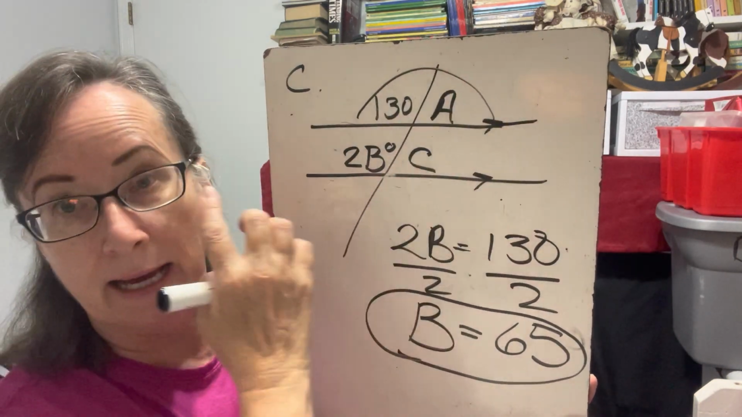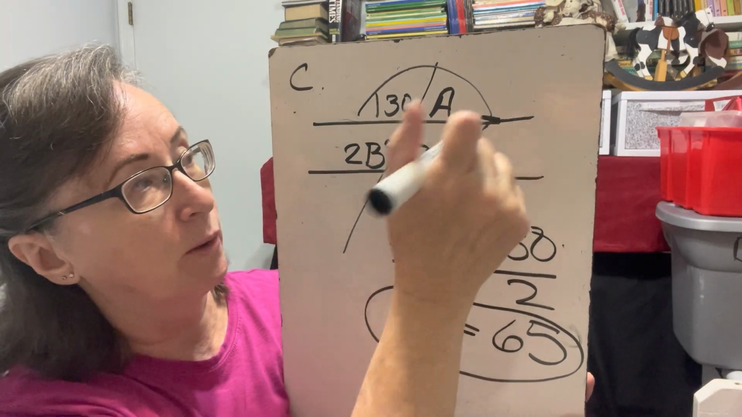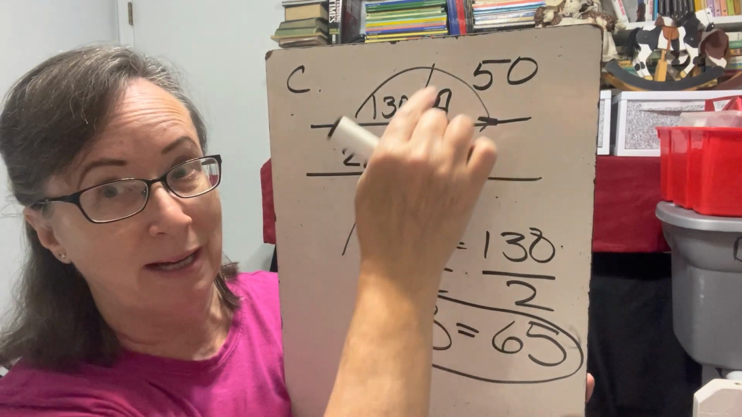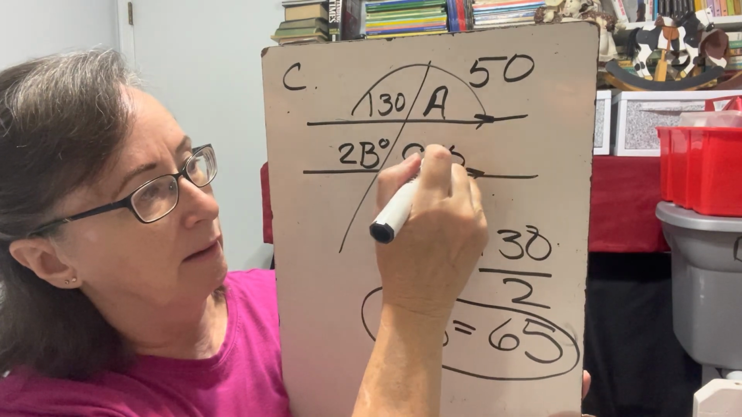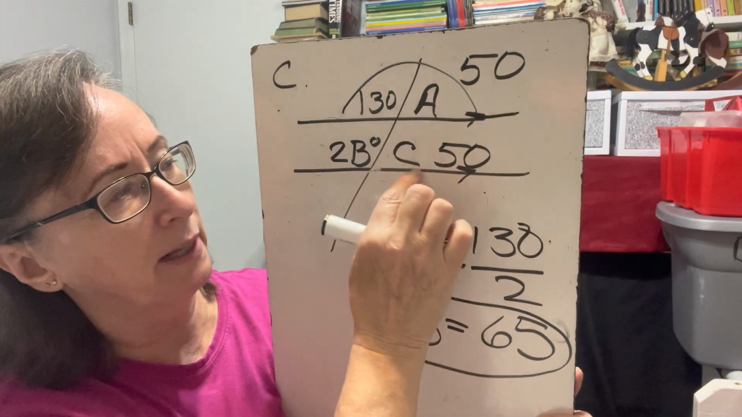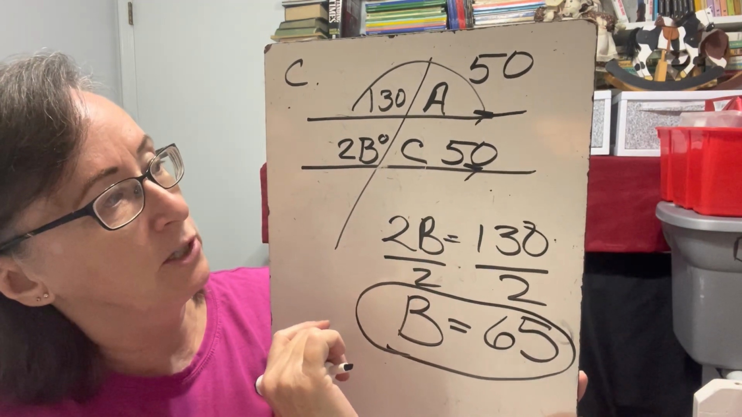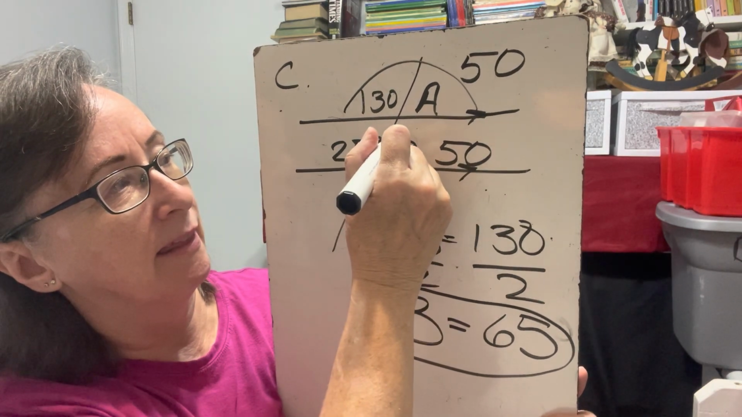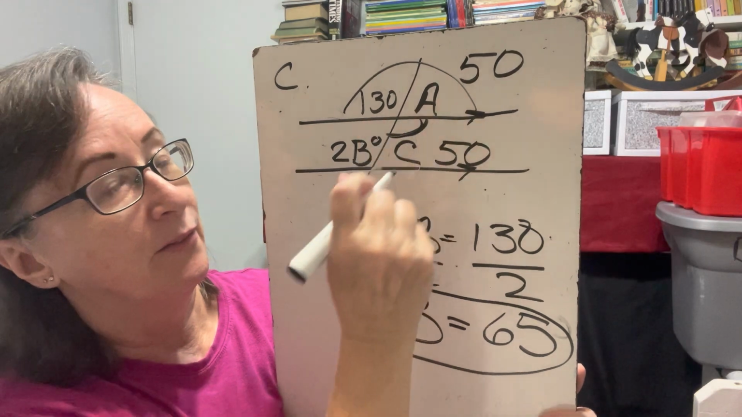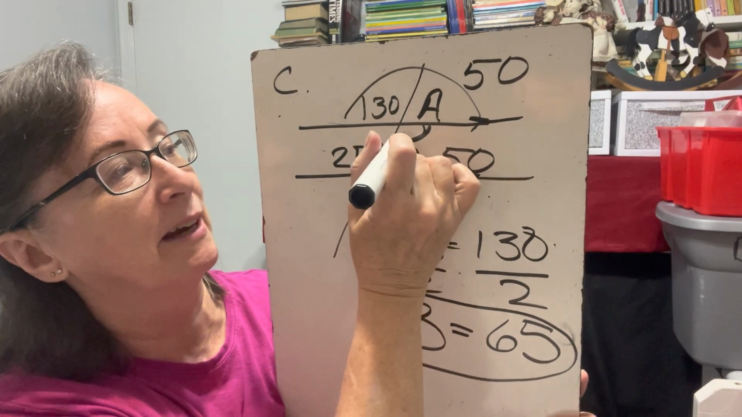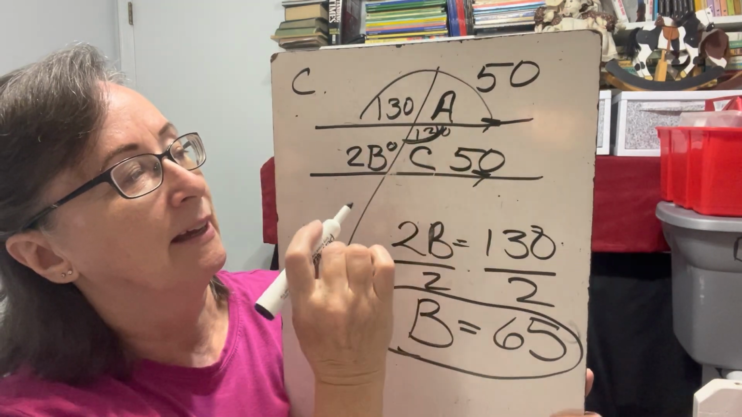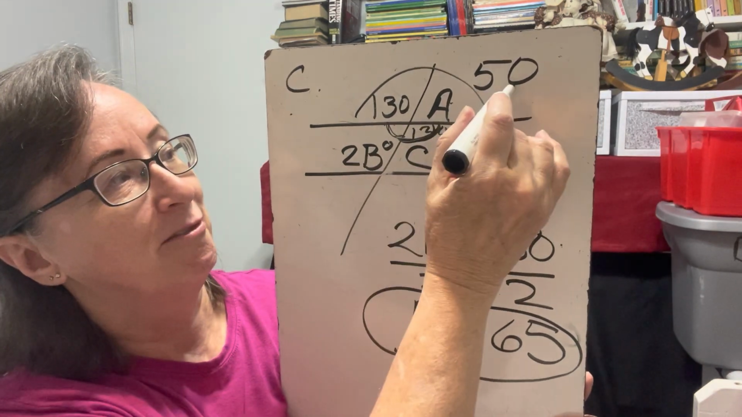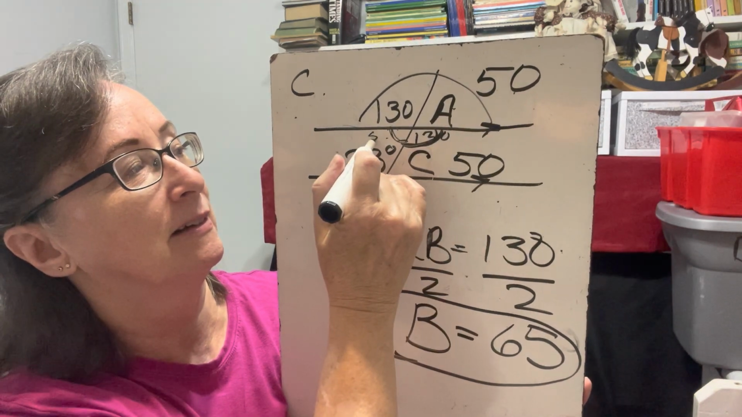These two must add to 180. Therefore, a must be 50, which means that c, which is corresponding, must also be 50. Okay, so corresponding angles must be 50. Now, watch this. If we have this angle and this angle, those are both 130. So this angle right here would be 130. This angle right here would be 50 because they would be vertical.